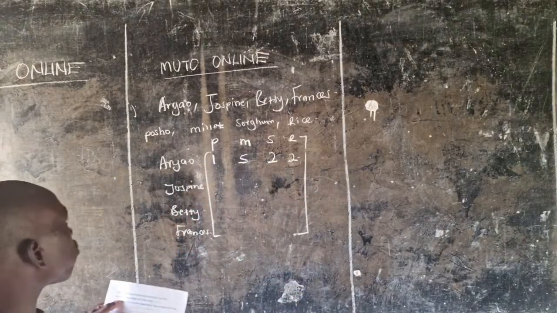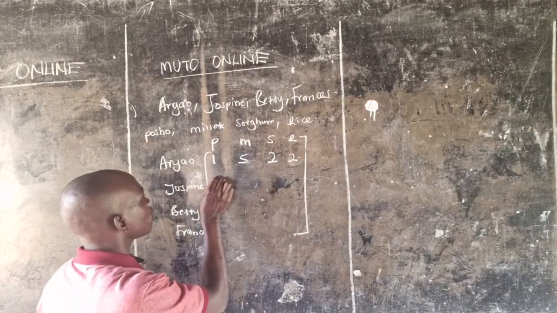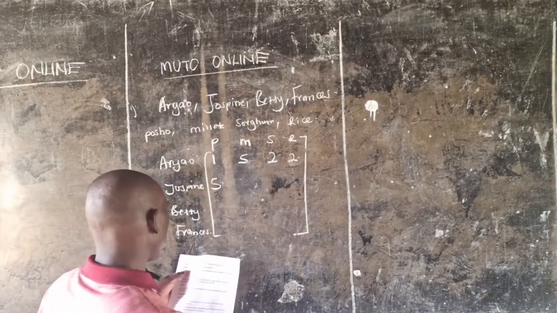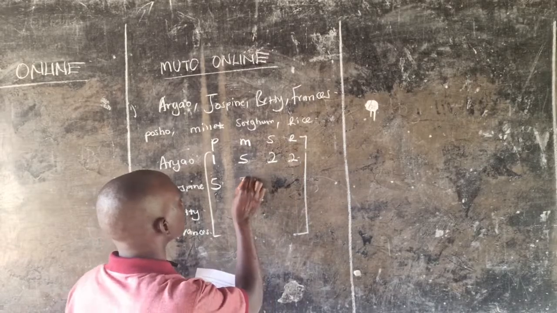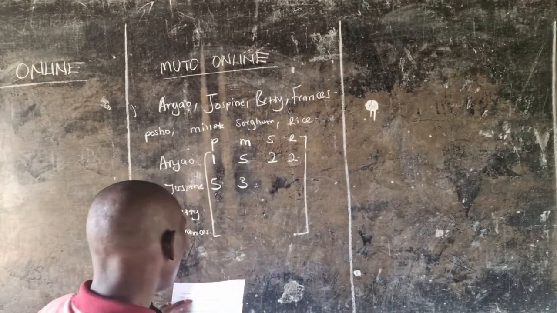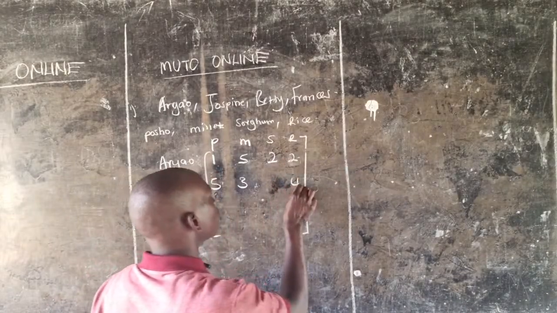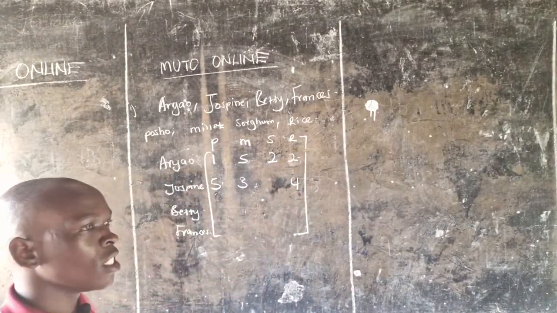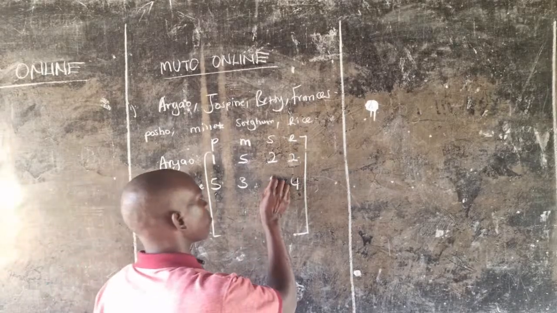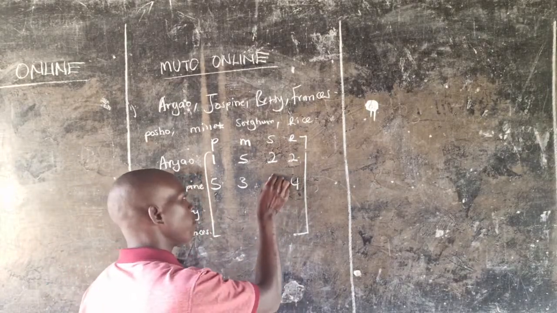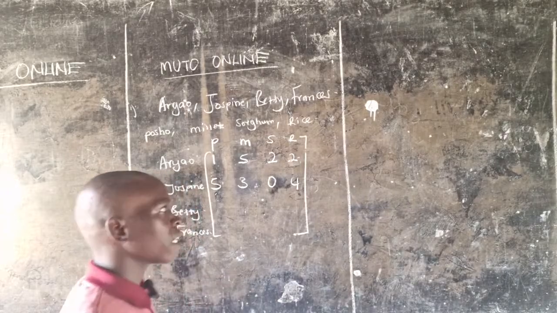Josephine bought 5 bags of posho. So for Josephine, she has 5 here, 3 bags of millet, and 4 bags of rice. So rice is here, it is a 4. On sorghum, Josephine didn't buy anything, and of course, mathematically, we shall put a 0 there because she bought nothing there.